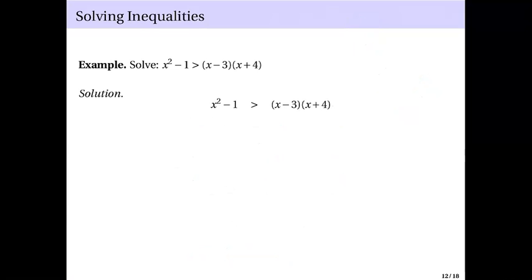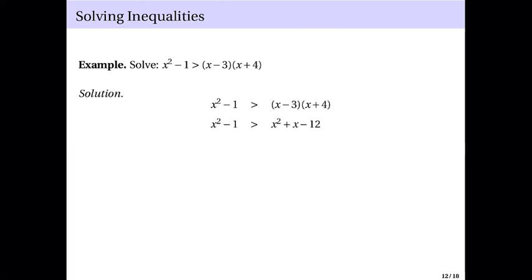Next. Here you have x squared minus 1 greater than quantity x minus 3, x plus 4. So for this example, you see on either side of the inequality quadratic expressions. If you have quadratic expressions, try to simplify, okay? And possibly the inequality will be reduced to linear inequalities, just like in this example.